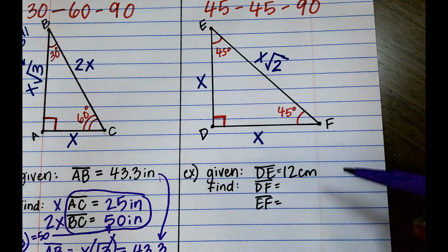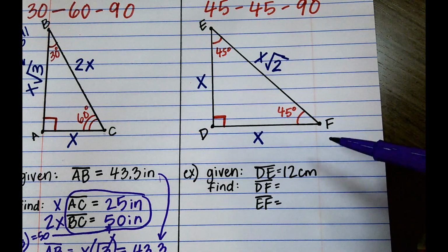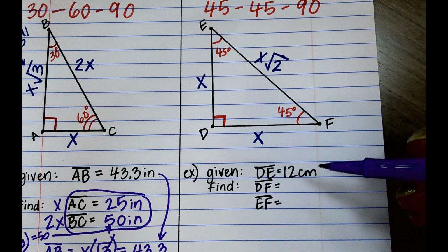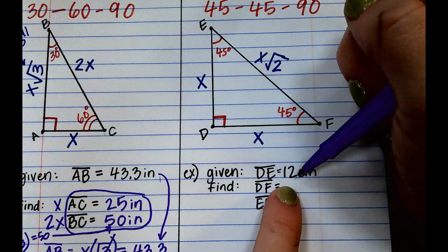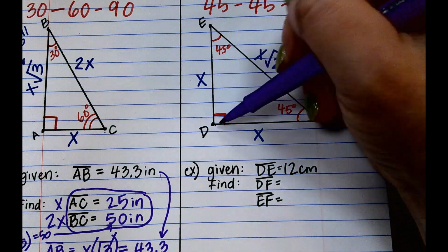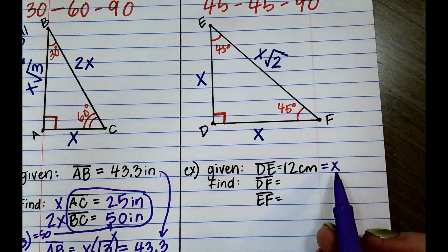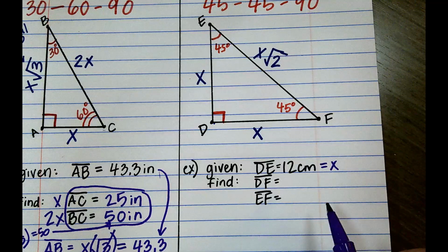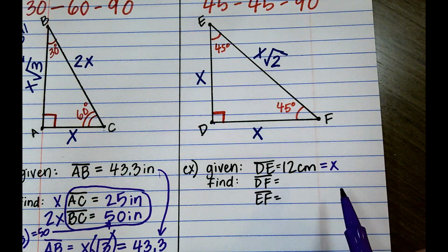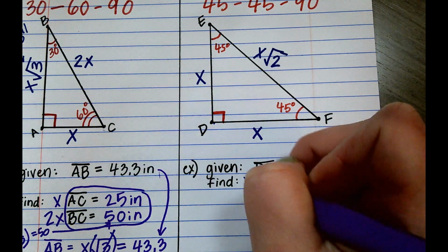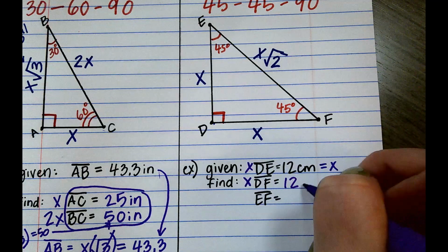So if DE is 12 centimeters, what x value is DE labeled as? I know that DE is 12. What else is DE labeled with? x. So right away, I know that 12 centimeters is x. What else do I know? DF and DE are the same. DF is also x, so it's also 12 centimeters.